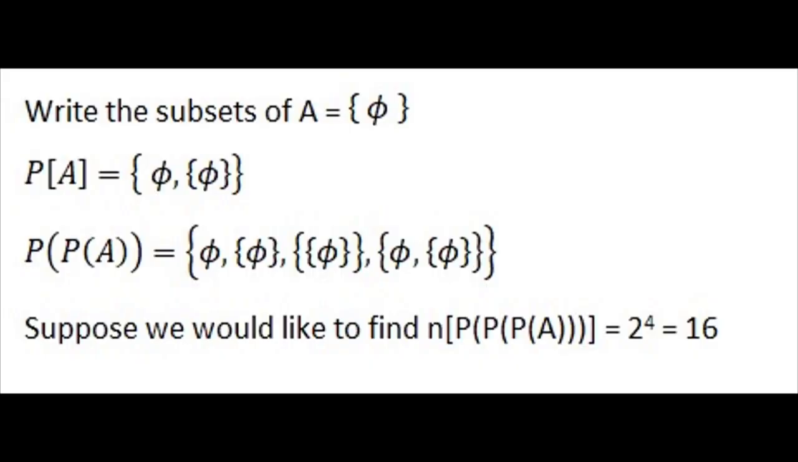Suppose a set has a null set in it. It is not a null set, but a set containing a null set. Then the possible subsets are the null set and the set of the null set. Then the subsets of the subset will be the null set, the set of null set. Suppose you want to find the number of possible subsets of P(A), n(P(A)) will be 2 to the power 4, which is 16.